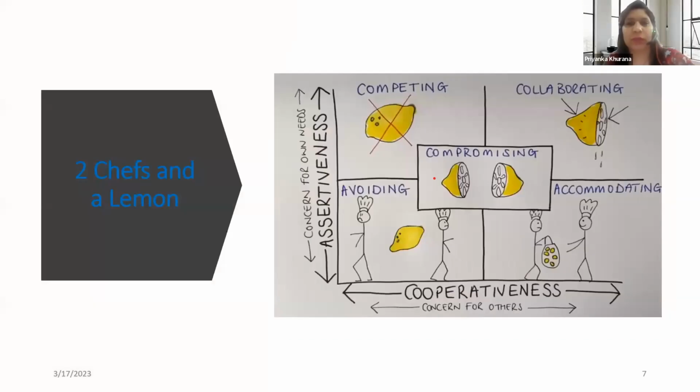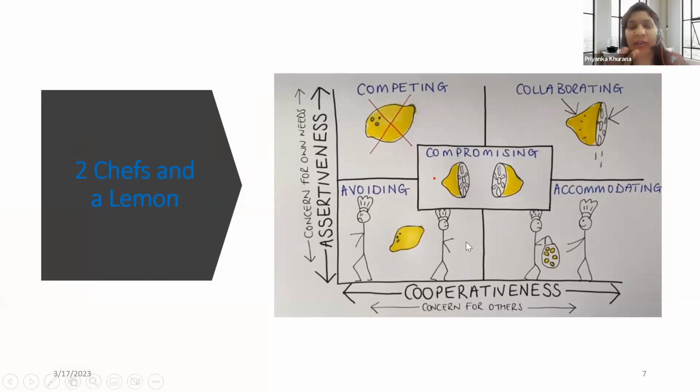Sure. Let me talk about this little story you might have heard, about two chefs fighting for a lemon in a restaurant's kitchen. They want to make separate dishes, and they both need the lemon, and there is a scarcity of lemons in the kitchen right now. There are customers waiting outside.